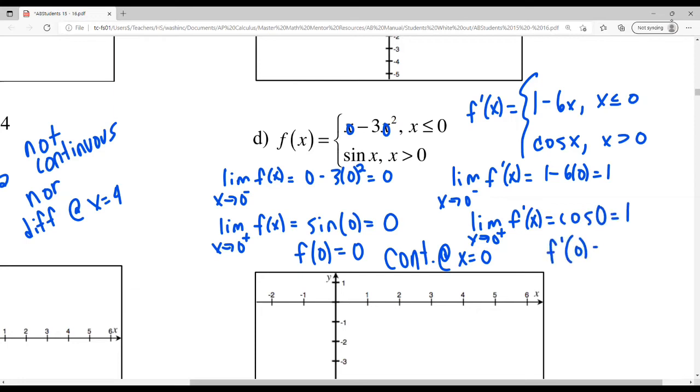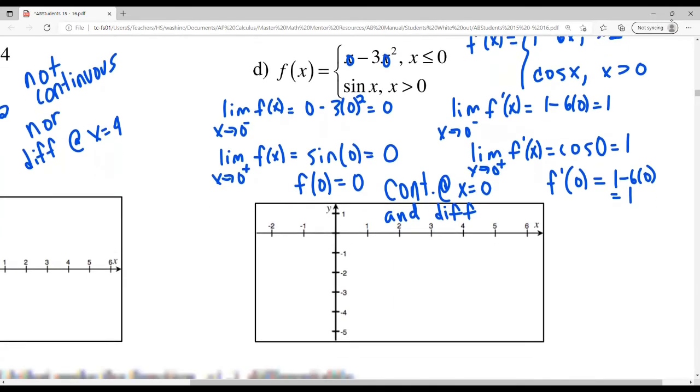And f prime of 0, we would use the top function because that's greater than or equal to, would be 1 minus 6 times 0, which is also equal to 1. And since all of those things are equal, we know it's continuous at x equals 0, and we can now say that it would be differentiable at x equals 0 as well.